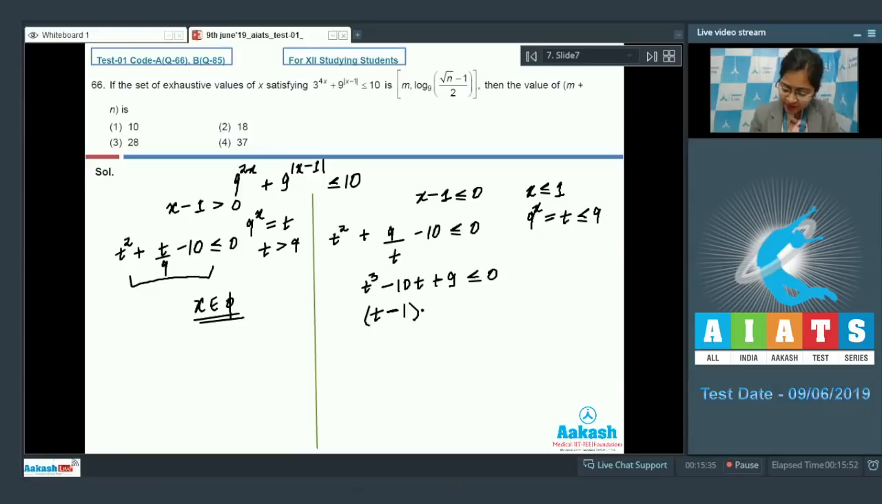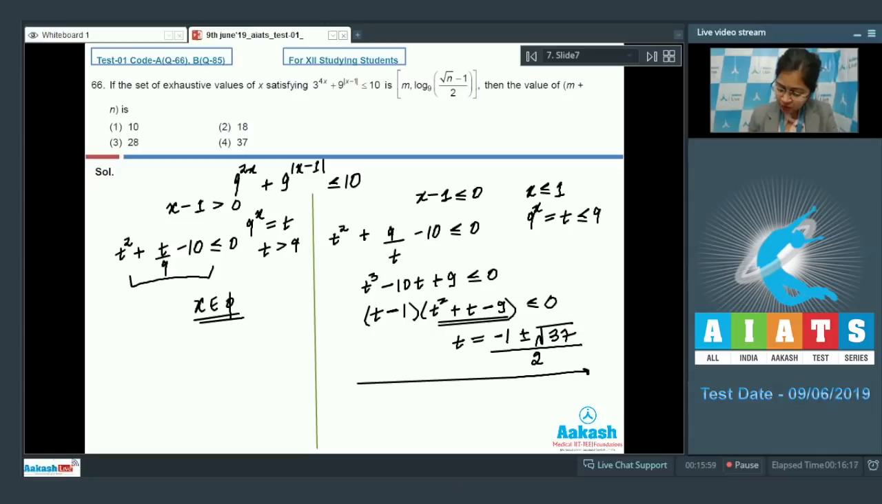So we will write it as t minus 1 multiplied with t square plus t minus 9 is less than equal to 0. So finding its roots, t will be equal to minus 1 plus minus under root of 1 plus 36, that is root 37, upon 2. So from the wavy curve, we have 3 roots here: minus 1 minus root 37 by 2, 1, and minus 1 plus root 37 by 2. It is less than equal to 0, which means that these two are the required portions, but t is less than 9, and t is also greater than 0.